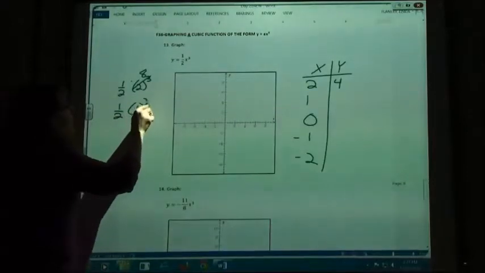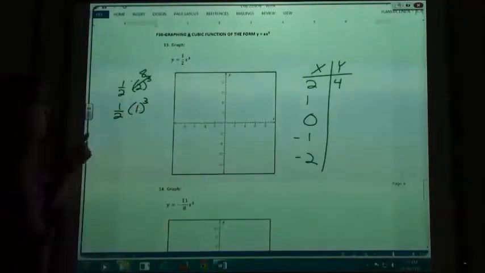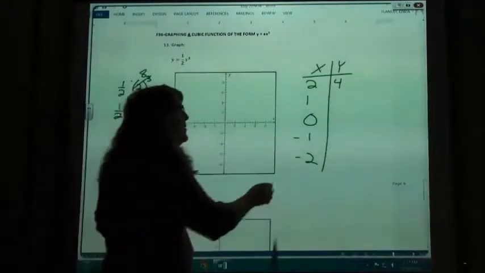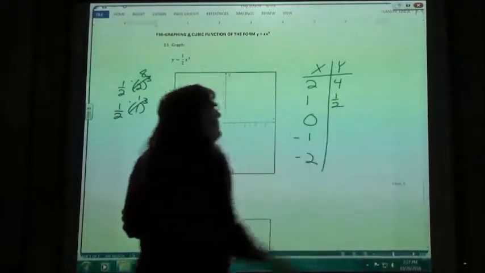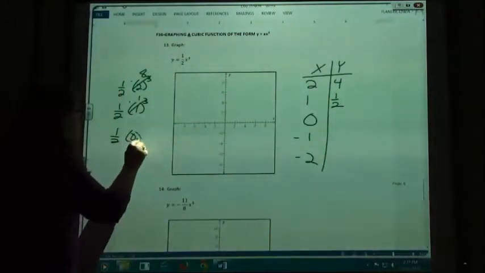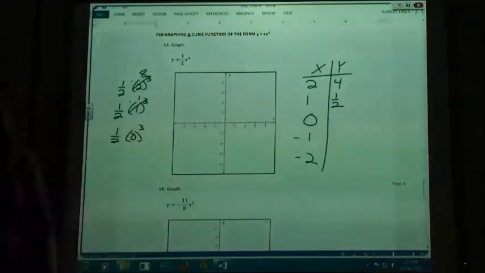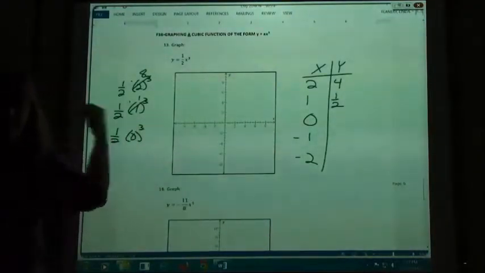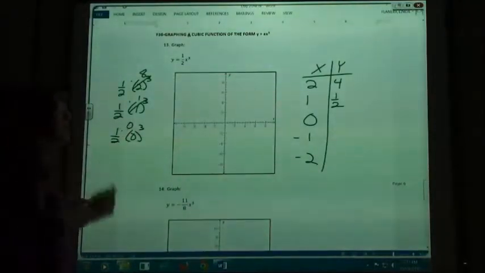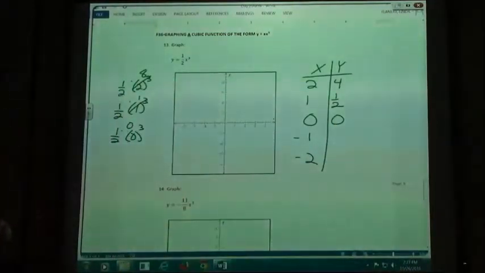1/2 times 1 cubed. 1 to any power always stays 1. So 1 to the third power is 1. 1/2 times 1 is still 1/2. 1/2 times 0 to the third. 0 to any power always stays 0. 0 times 0 times 0 is 0. When I take 1/2 of 0, I still get 0. Anything times 0 is 0.